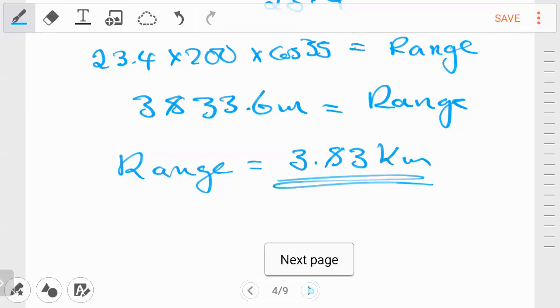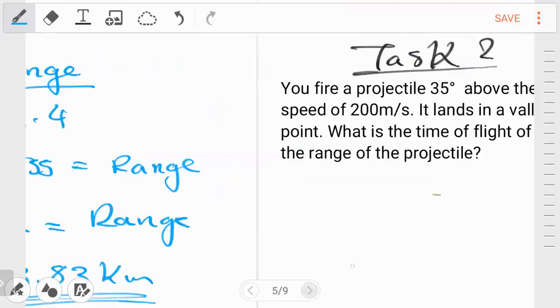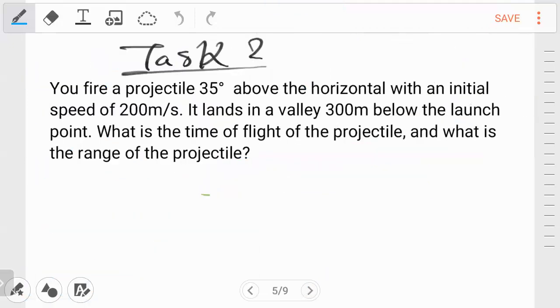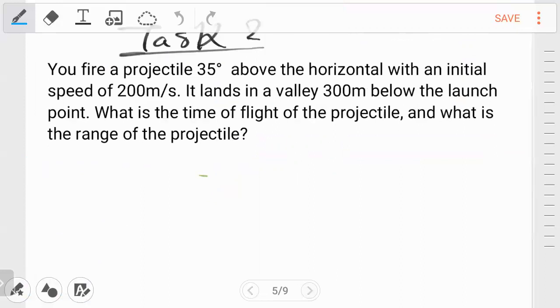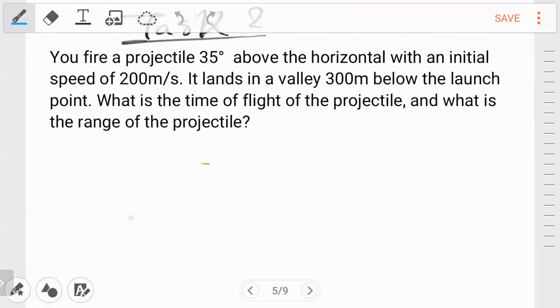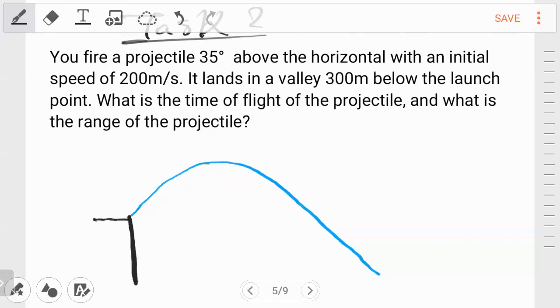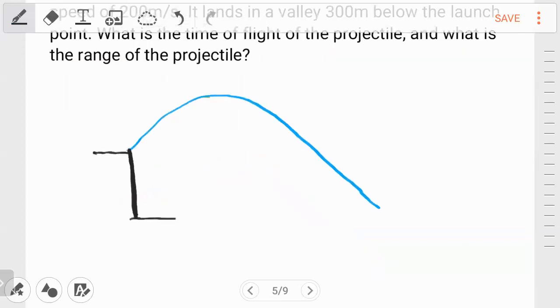Now, what if you had the same question, but now you are told that the projectile lands at a height or at a position lower than where it was thrown from. So we have a situation where this projectile is fired to go up and then comes down, but surpasses that level to fall in a valley a little bit lower in height. So it's like it is thrown from some height and then it falls somewhere far, but lower in position. So let's say somewhere there.